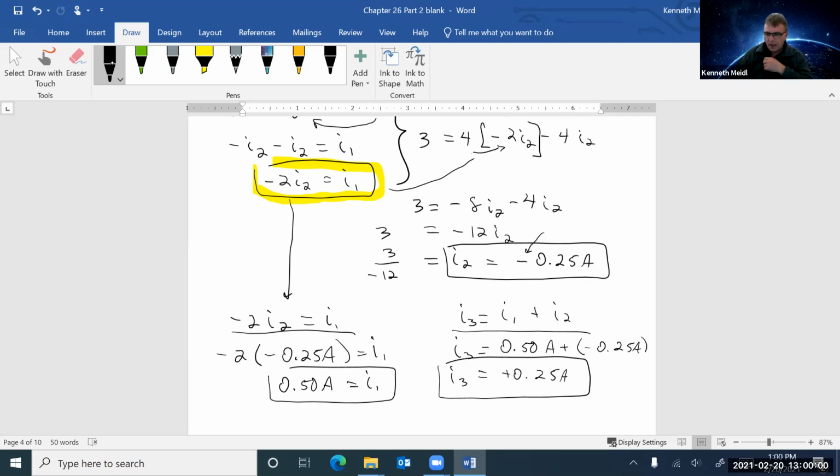Okay, but that's the idea: you go around the loop, choose a direction, hit your elements, and look at the situation. If you go from the high energy side to the low energy side, then you're losing energy. If you're going from the low energy side to the high energy side as you traverse it, you're gaining, and so those will become positive signs in your voltage equations.